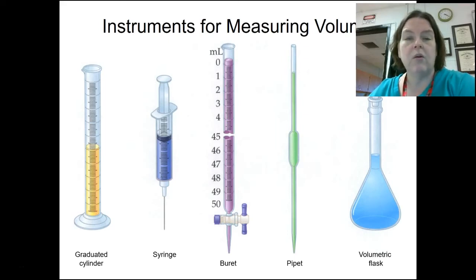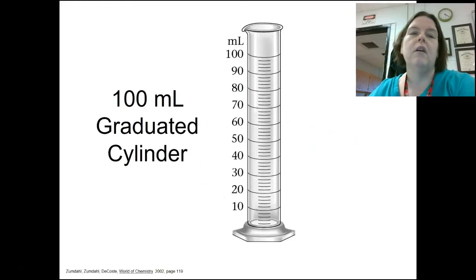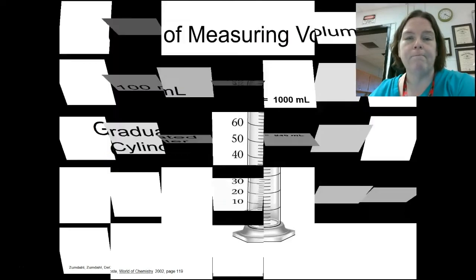Just to make you aware, the smaller the instrument gets, the more accurate the instrument gets. As we get smaller and smaller, we get fewer graduations and more just marks that give you accuracy. This is the one we use most often. We use a graduated cylinder. This is an example of a 100 milliliter graduated cylinder.